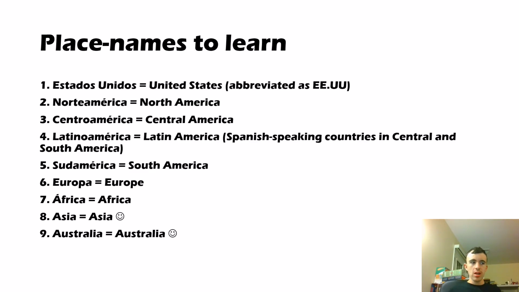But here's obviously not an exhaustive list of place names to learn, so you can get an idea of what a typical response would look like. So Estados Unidos means the United States in Spanish. It's abbreviated as EEUU. Remember that because it's referring to multiple states, you need multiple letters for both. And then Norteamérica means North America, so it could refer to anywhere in North America.